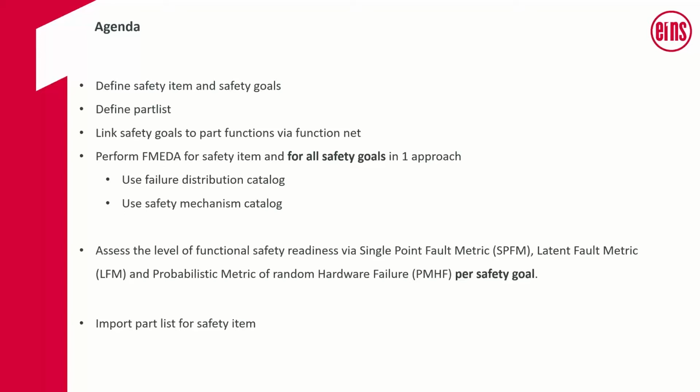I will show how to use the failure distribution catalog and the safety mechanism catalog. And then at the end, we will assess the level of functional safety readiness of our FUSI item or FUSA item. So all the metrics for single point fault metric, latent fault metric, and the PMHF value will be calculated, and we will extract this per safety goal. The ISO 26262 says you have to calculate this statistics per safety goal.